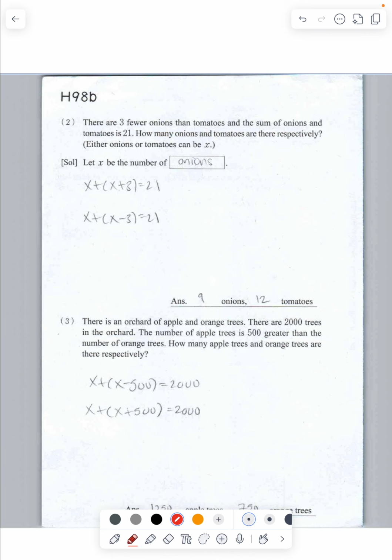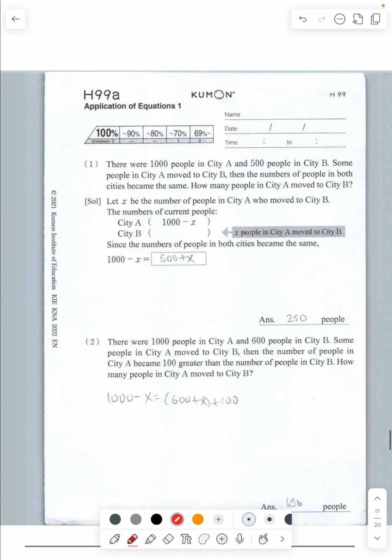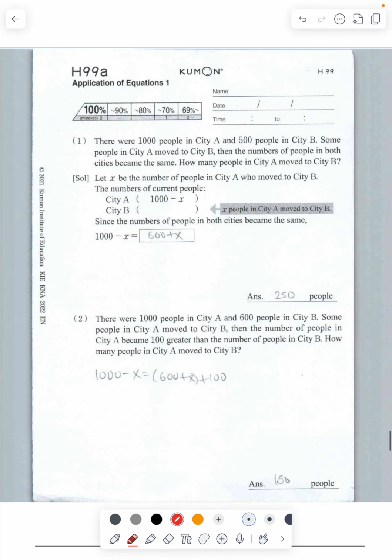All right, question. Let me see, 98. 98 is easy. All right, 98 is easy. Let's try, oh, this one is interesting. Let's say 99.